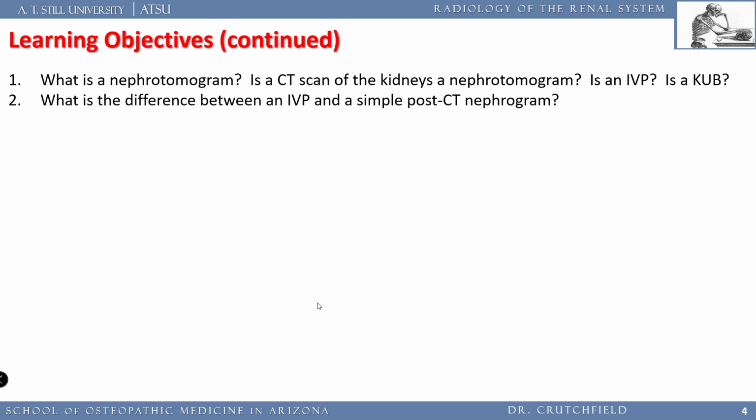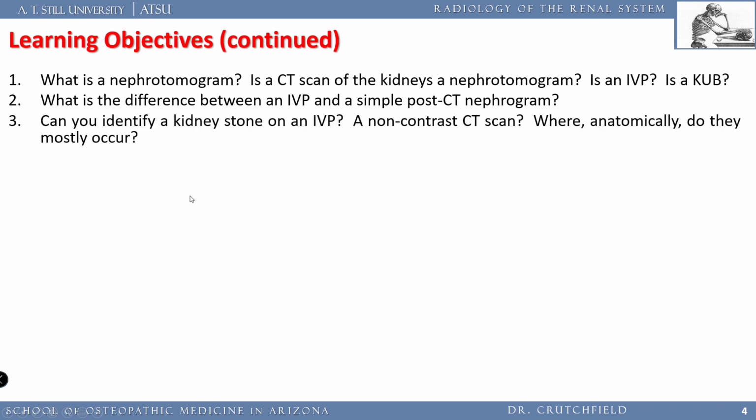Well, an IVP is a tomogram, as is a post-CT nephrogram, but an IVP is simply just a plain X-ray, which is used to create the tomogram of the kidneys, whereas the nephrogram done after someone has a CT scan is actually just residual intravenous contrast left in the collecting system that you can take a picture of with a simple plain X-ray, and you can see those. And we'll show you what those look like.